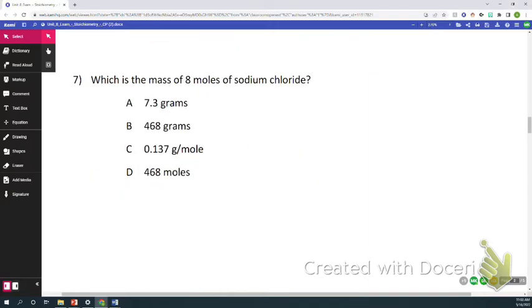Okay. Number 7, you can solve that on your own, right? It's just moles to grams.